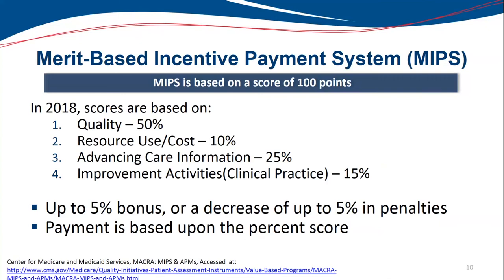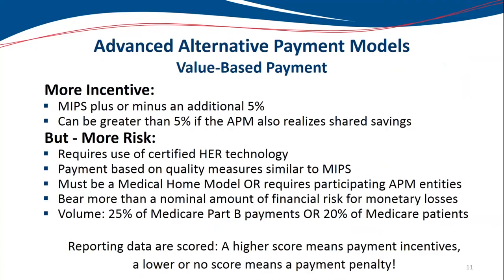So this is the merit-based incentive payment system, which is called MIPS. The alternative to this that a clinician or a doctor's office can choose is the advanced alternative payment model. And this is again value-based payment. It offers more incentive, so they can earn more, but there is more risk involved in this type of system.